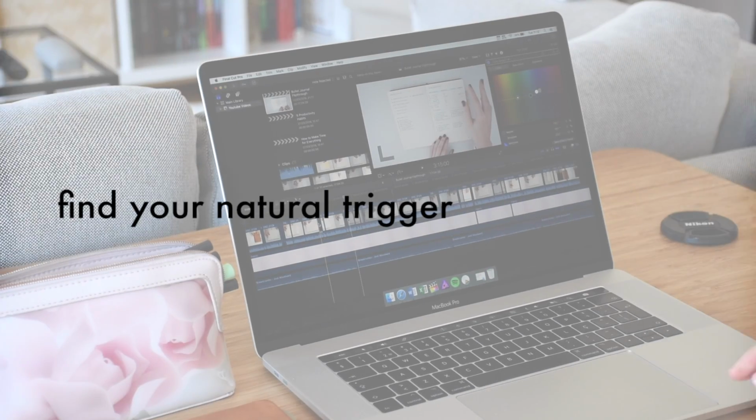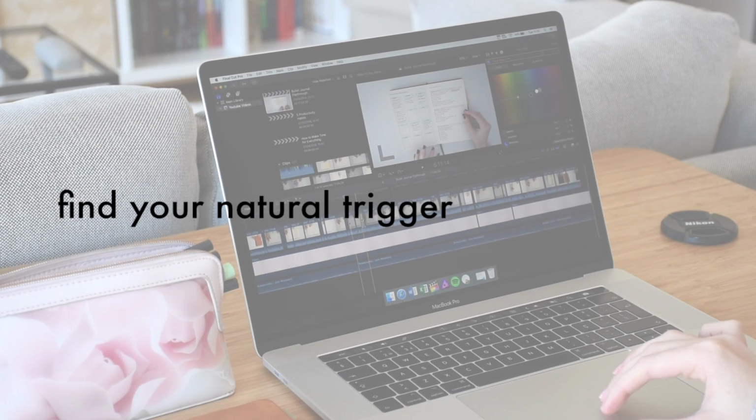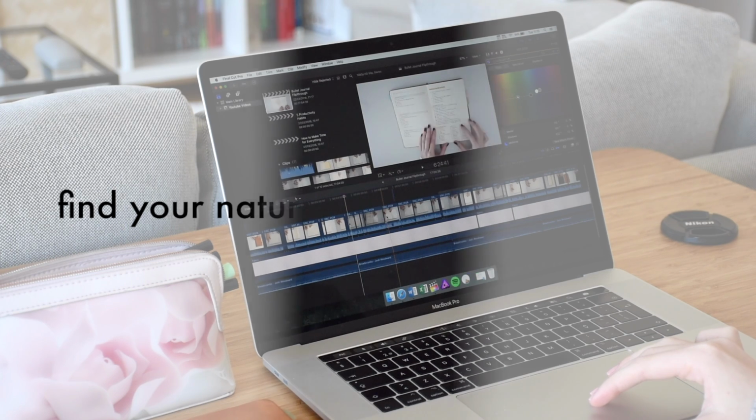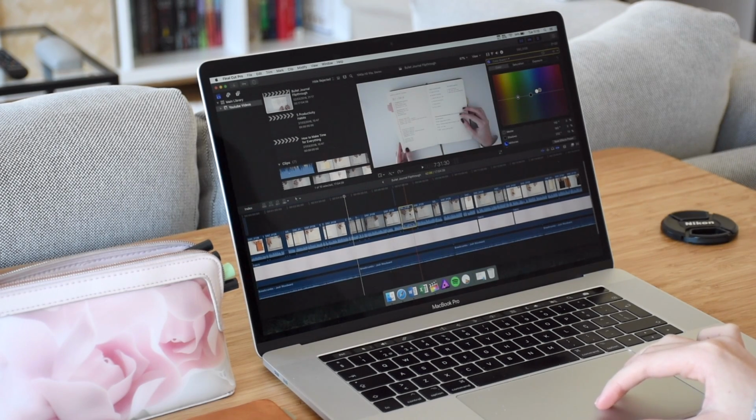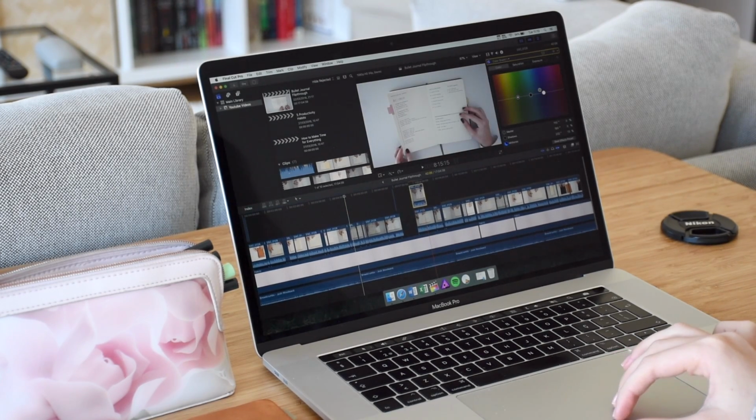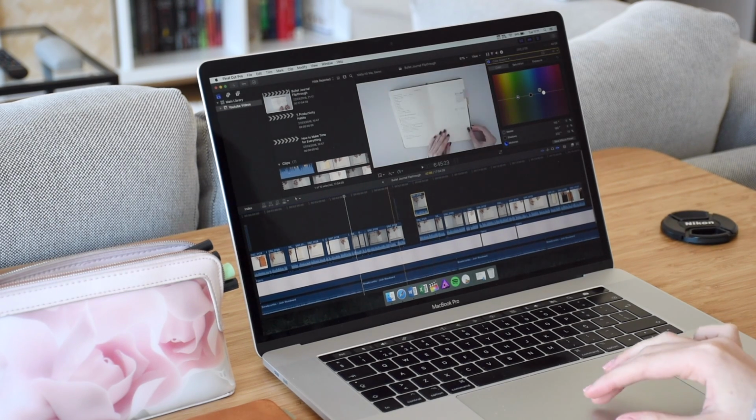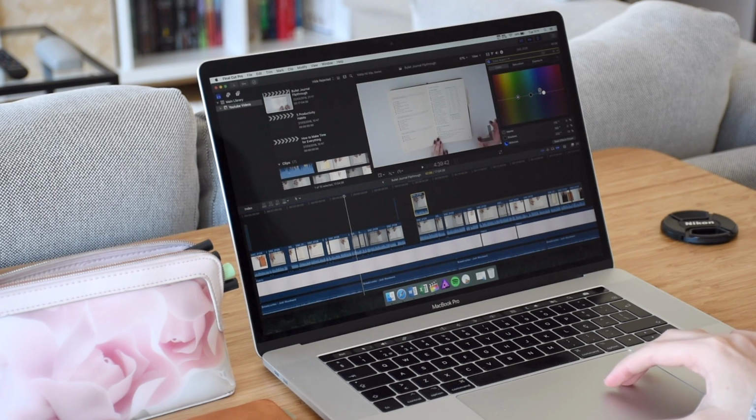My first tip is to find your natural trigger. This is a habit, a behavior, or some factor that almost invariably makes you feel more productive. Some people take a long time to find out what their natural trigger is, but as soon as you discover it, employing those methods can get you into a focused and productive mood in the blink of an eye.